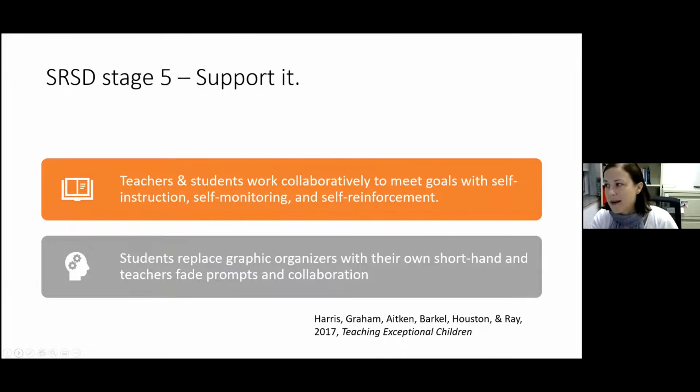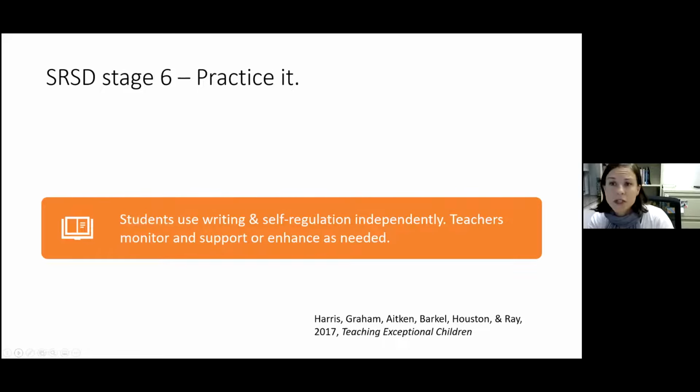Teachers and students work collaboratively to support the strategies, the self-regulation, and the content, and then gradually fade out the graphic organizers that are used as prompts. And students might develop their own shorthand of their prompt. And then finally, students are using this independently, and teachers monitor and support or enhance as needed.